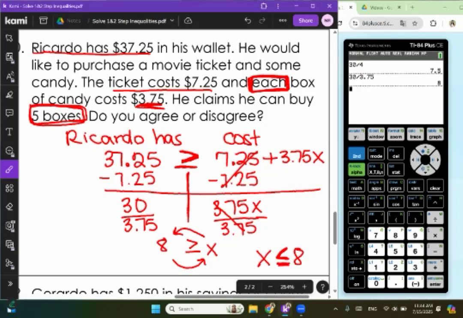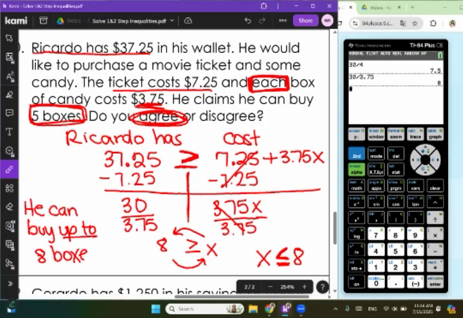So can he buy 5 boxes? Yes, he can. He can buy up to 8 boxes. He can buy 8, 7, 6, 5, 4. So yes, 5 is within the solution.